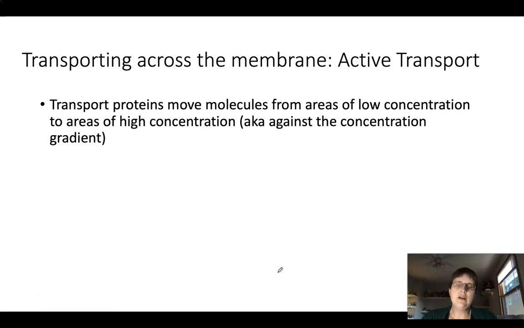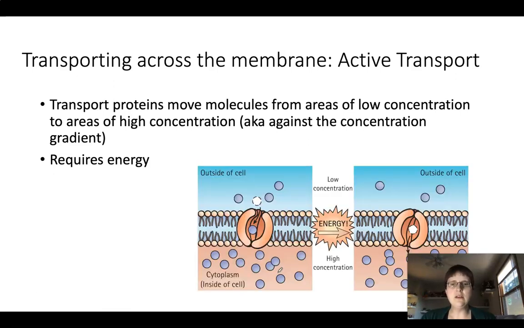Active transport is going to push them the other way. We're going to move them from where there aren't many of them and push them into those areas where there are a lot. So we're going to move the molecules from areas of low concentration to areas of high concentration. We're basically going to push them to the other side. And this is why it's called active transport. It requires energy.